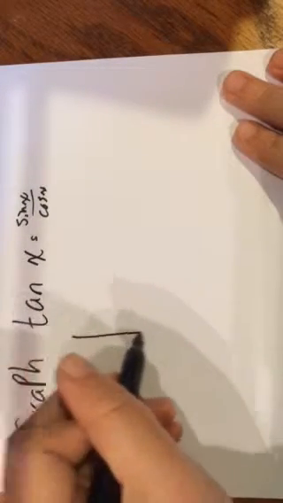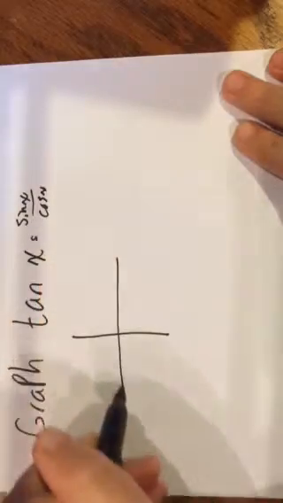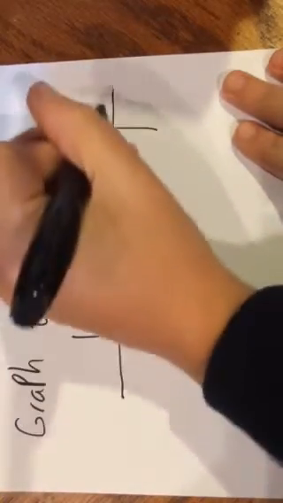Okay, so let's try a tangent graph. And tangent graph, don't forget, is the same thing as sine over cosine. So when I graph this, I want to look at what it would be in terms of sine over cosine. So again, I know unit circle, so I'll draw a unit circle over here.